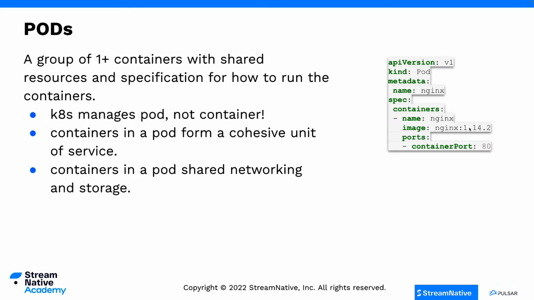And you have image. Image is basically the software, like Pulsar broker is an image. We have different versions, right? So you can upgrade it. We'll show you how to upgrade it. And what's the port? Because the container is not an island, right? So you need to interact with the container.